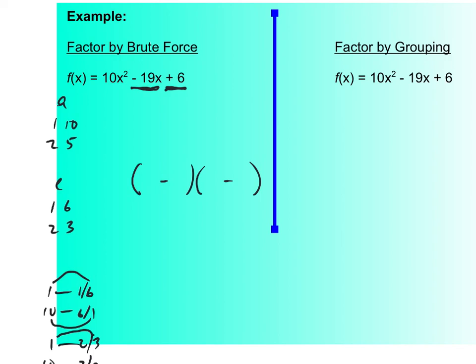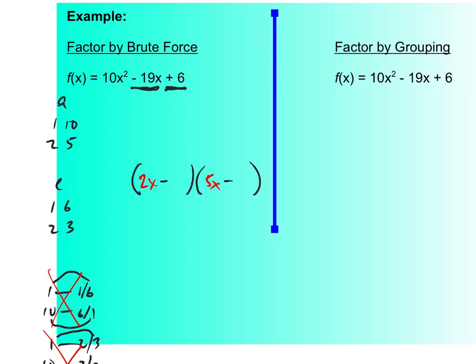2 and 1 is 2. 5 and 6 is 30, so that'd be negative 32. 2 and 6 is 12. 5 and 1 is 5, so if they were both negative, that'd be negative 17. So that's not going to work. So we've ruled out all of these. So we do know that this is going to be a 2x and a 5x.